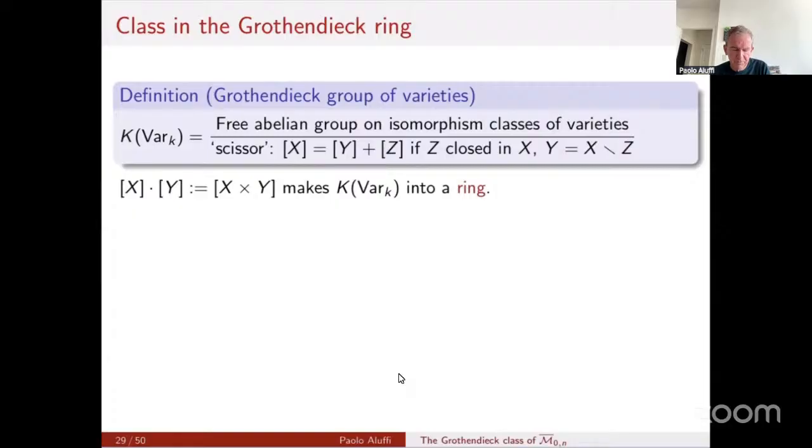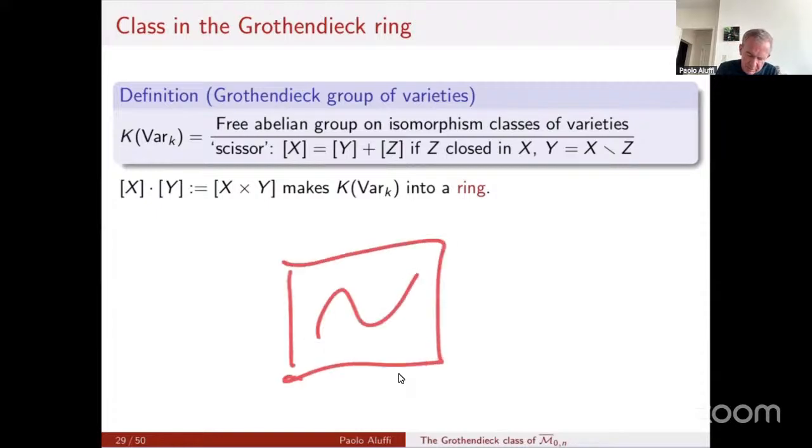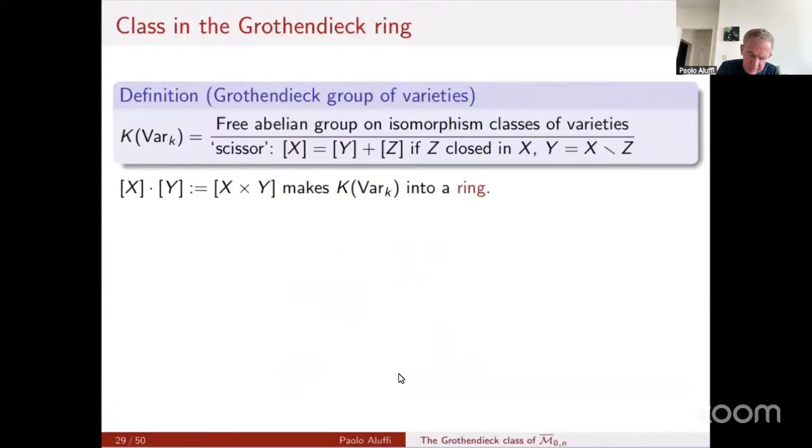This is called a scissor congruence. Really, if you want to have the class of X, and you have a closed subset Z and Y is the complement, then in the Grothendieck group, the class of X will be the class of Y plus the class of Z. So for example, in the Grothendieck group, maybe I can write for a moment and then promptly erase what I write. In the Grothendieck group, the class of P1 will be the class of P0 plus the class of the complement of P0 in P1.